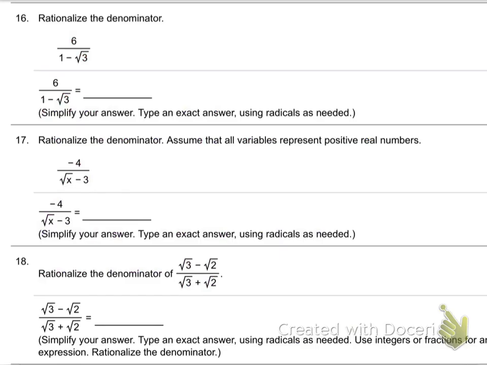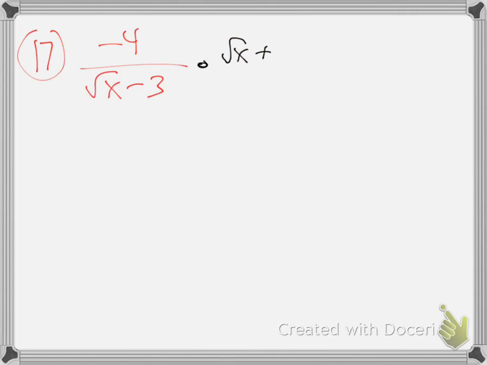So let's start one of these. How about 17? Minus 4 over root x minus 3. So try that one. How would you know you need to do the conjugate on this one? Because you've got a root and a plus or minus in the bottom. Those are glued together, aren't they? So you have to multiply top and bottom by exactly the denominator except with the opposite sign in the middle. Let's multiply top and bottom by root x plus 3. So multiply by root x plus 3 over root x plus 3.